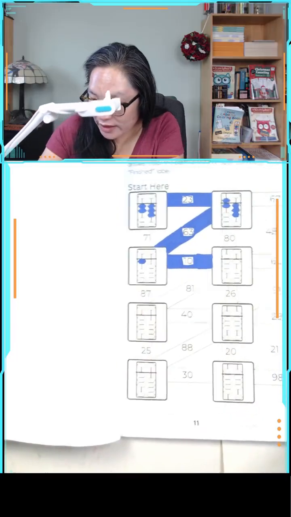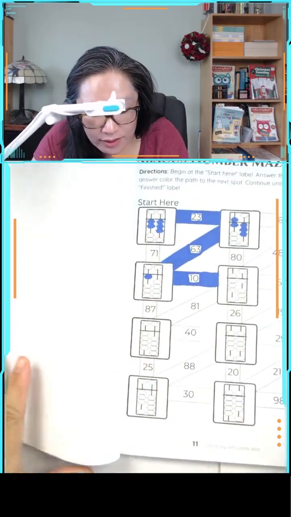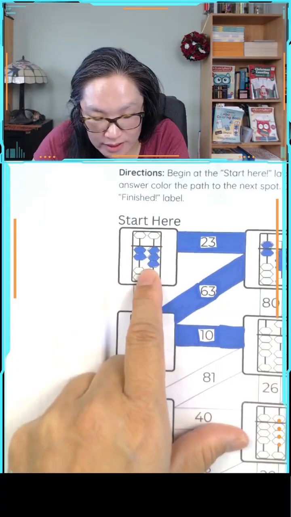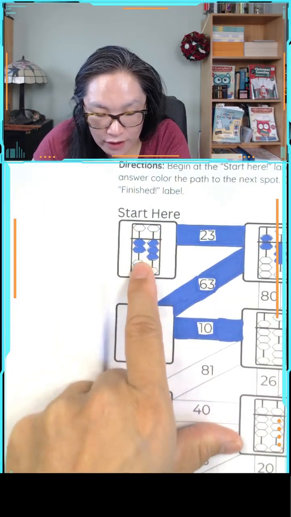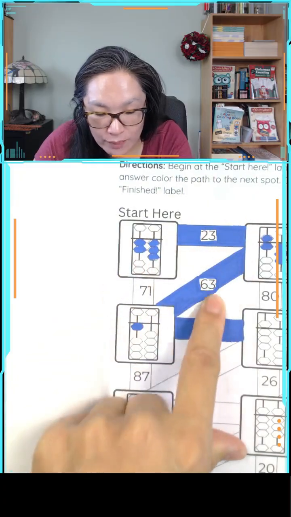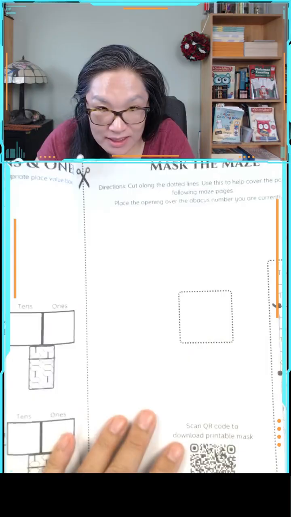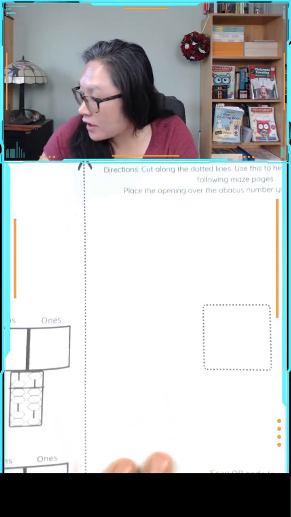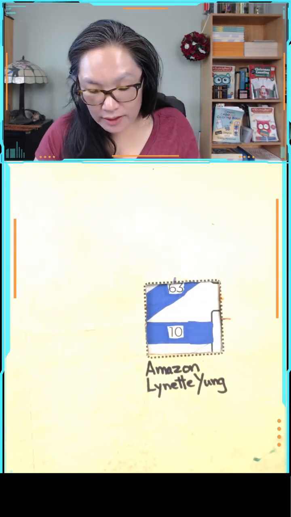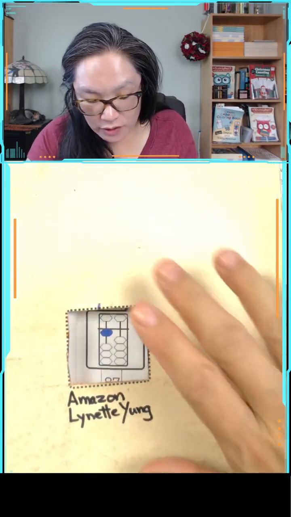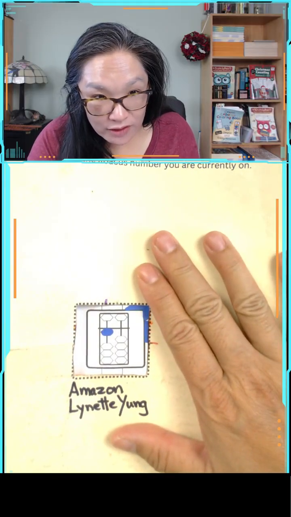And so when we're looking at it, we have our maze. The reason why we have a maze is to help us understand how to read the abacus. If you figure out what the number is here, then you will find the path. So what I do is I give you this mask maze. This mask maze is to help cover up the answers. So you can print it on a thicker piece of paper, and then you don't see the answer. So you need to figure out what this is.